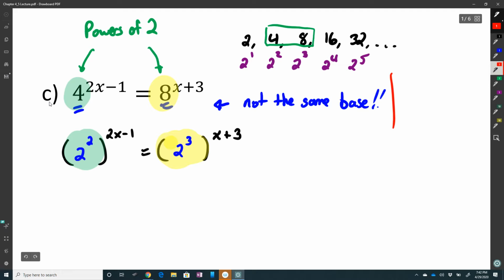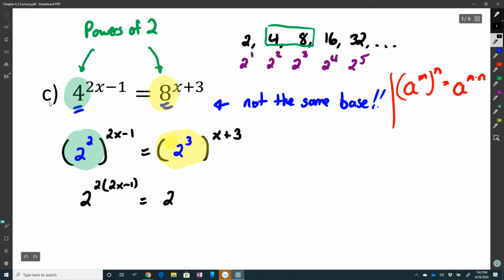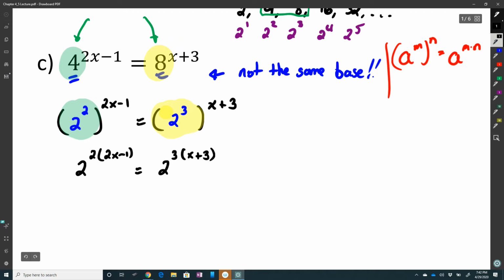And there's a rule that says if you have a to the m raised to the n, it's just a to the m times n. You multiply the exponents. So this becomes 2 to the 2 times 2x minus 1. You can distribute it mentally if you want. And this is 2 to the 3x plus 3. I notice now we have the same base. I'm going to go ahead and distribute. So 2 to the 4x minus 2, 2 to the 3x plus 9.